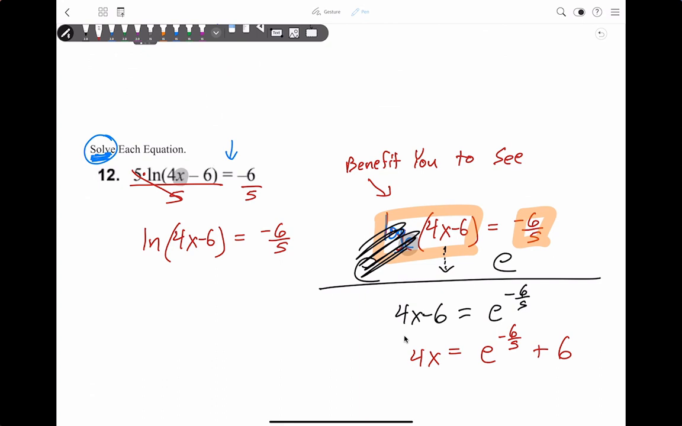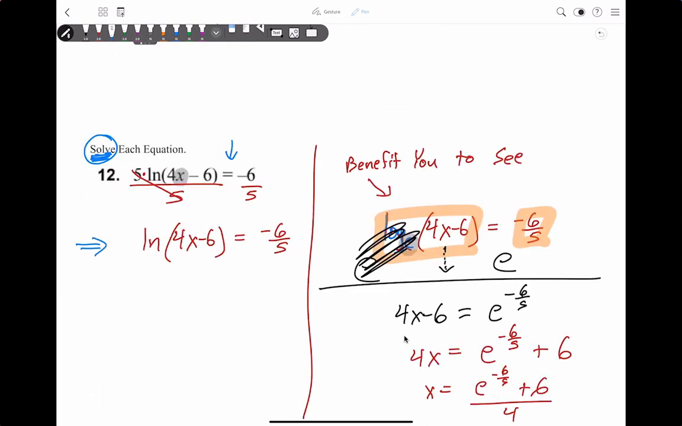And then we're going to divide everything by 4. E to the negative 6/5 plus 6 is all going to be divided by 4, and this would be my value for x. Now, some of you will not have to do all that work. You will see it right here.